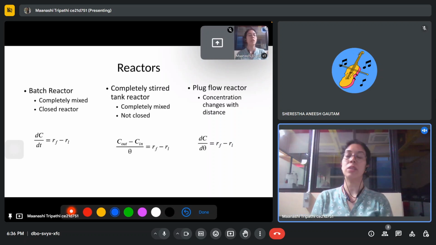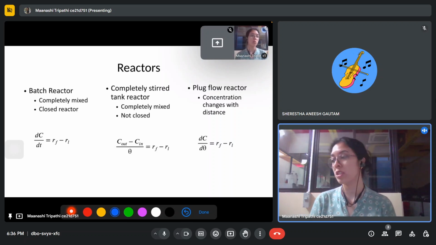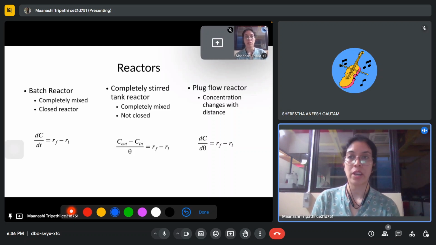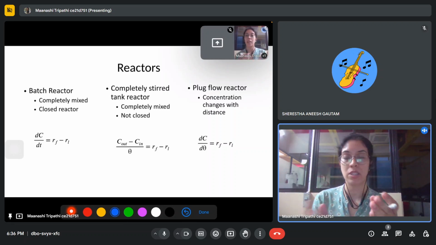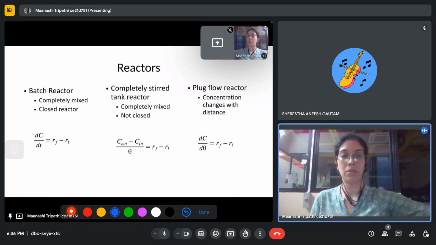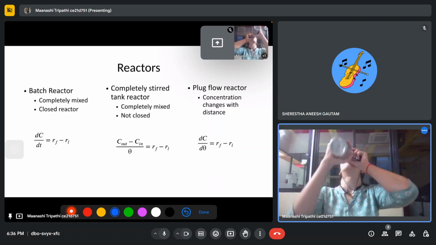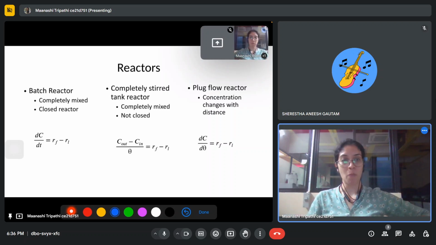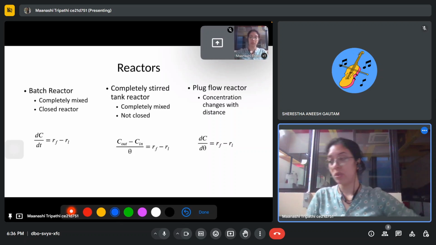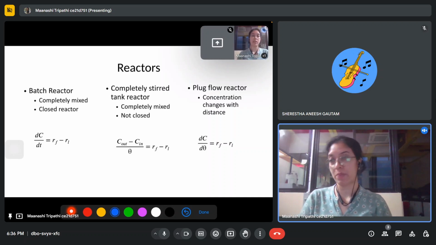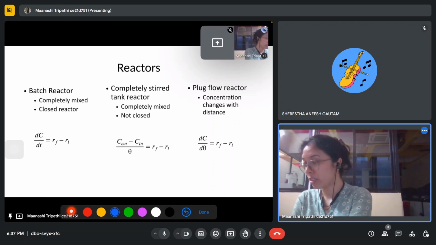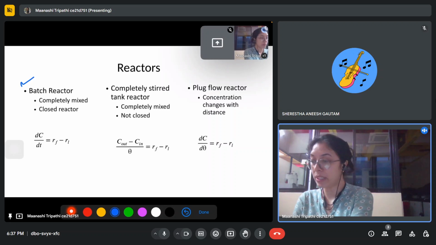Now the final concept that we understood this week is the concept of reactor. So what is a reactor? A reactor is basically the volume where an experiment or any activity or any treatment is performed. Okay. So a reactor can be of various types. The most common reactor is the batch reactor. The other is the completely stirred tank reactor. And the next is the plug flow reactor.